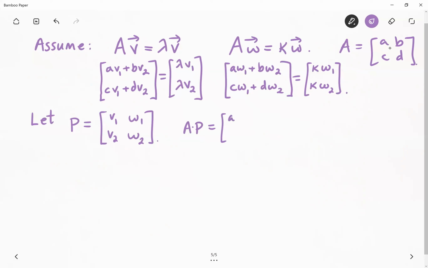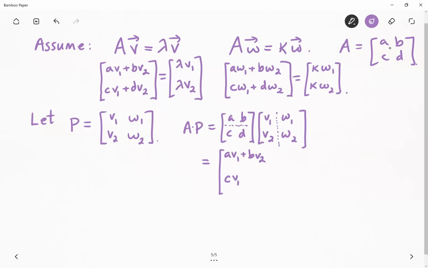What happens if we multiply the matrix A, B, C, D times the matrix V1, W1, V2, W2? When we multiply these two matrices together, the top left entry is going to be A V1 plus B V2. The bottom left entry will be C V1 plus D V2.